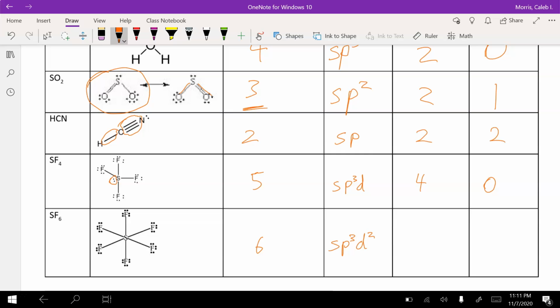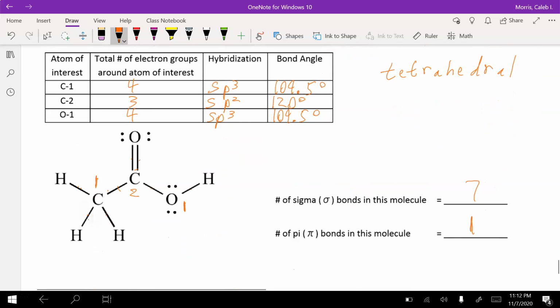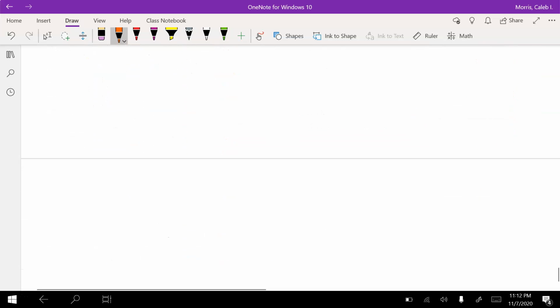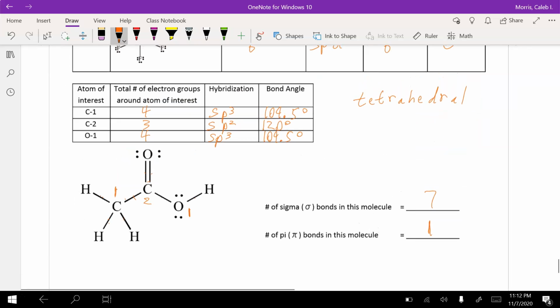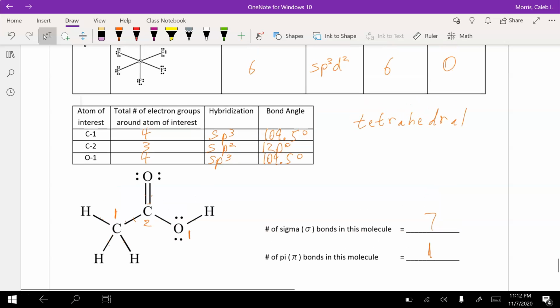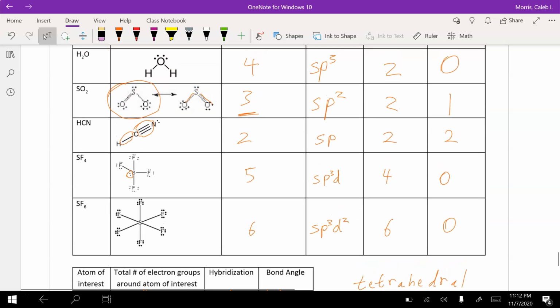The number of sigma bonds, regular bonds, is 6, and we have 0 pi bonds. Should be able to do all of the practice problems now. We've wrapped up our notes on VSEPR and hybridization and sigma and pi bonds. Let me know if you have any questions.